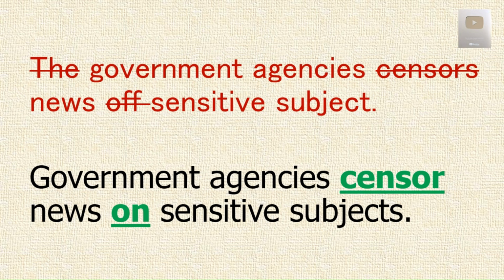News on sensitive subjects of OFF cannot be used in this way. That is absolutely wrong. And on is the correct preposition here. So on sensitive subjects, here plural, because the agency doesn't stop one subject. It stops all subjects which are sensitive. Sensitive means that either you cannot tell because it's secret or it might hurt somebody, therefore you should not tell everybody. These are what we call sensitive subjects.